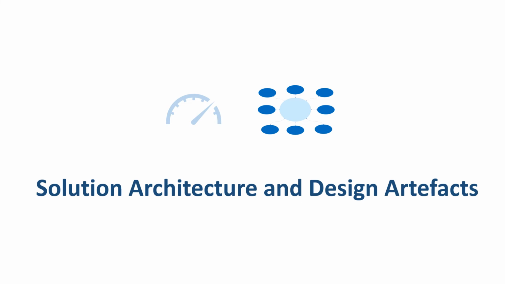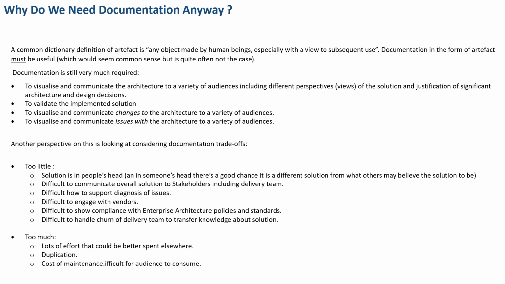This section covers the design artifacts. Why do we need documentation? Is that not all gone with Agile? Absolutely not. You still need documentation within an Agile context. Very much still required. You need it to visualize and communicate the architecture, validate the solution, visualize changes to the architecture, and communicate issues. There are many other reasons, but you do need to document your solution.